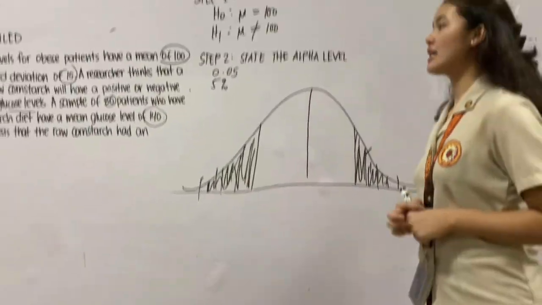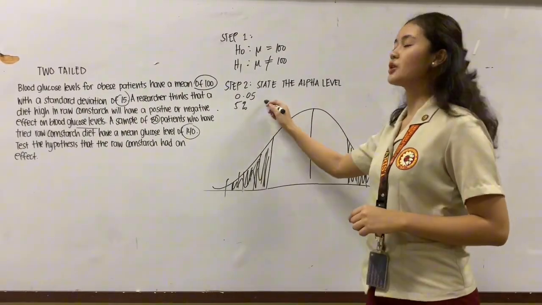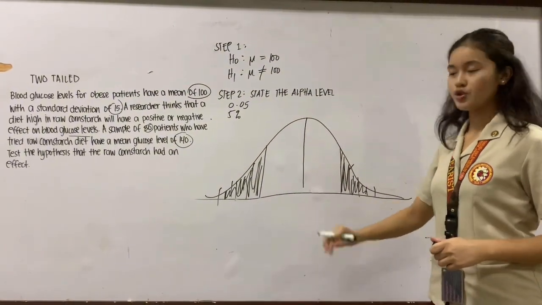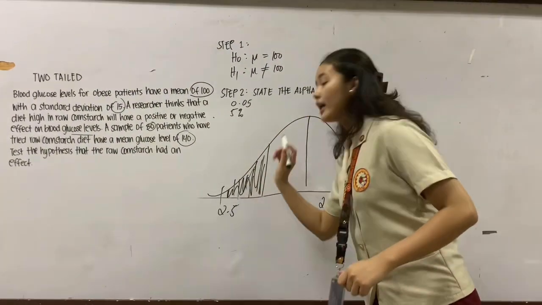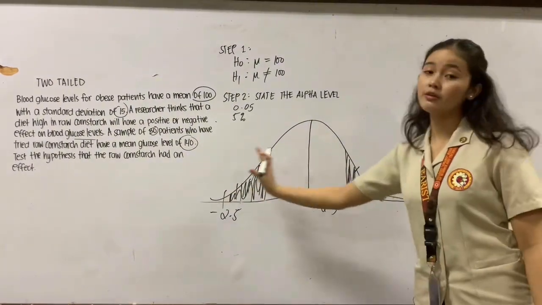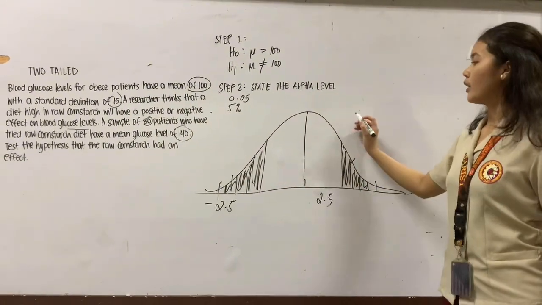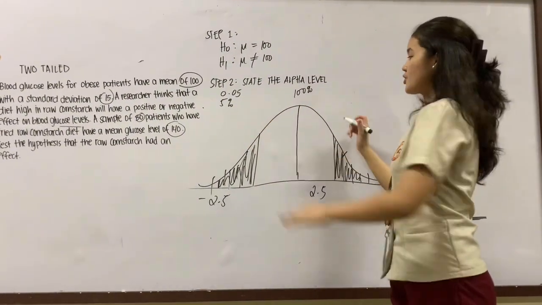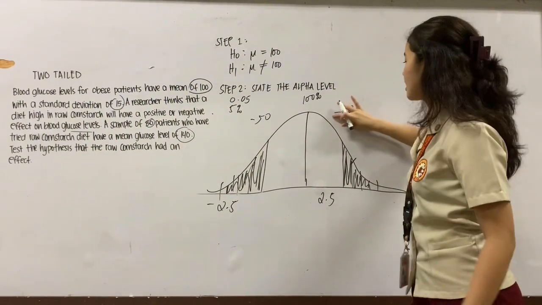Step 2 is to state the alpha level. Since it is not mentioned in the problem, we have to use the standard, which is 0.05 or 5%. So here we have to divide the graph into 2. It's supposed to be 2.5 and the left side is 2.5, but we have to make this negative because it is on the left side. So this is the negative region and the positive region. Since the whole is 100% and it is divided, it becomes 50% and 50%. I always use negative because it is on the left side.